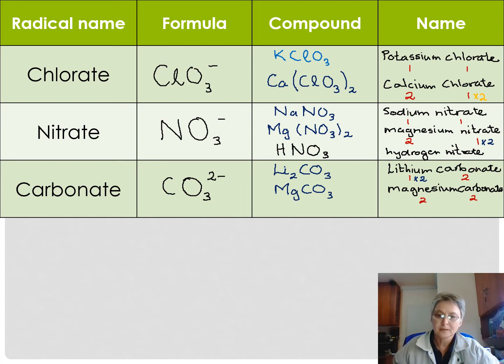Lastly here, I want us to look at hydrogen carbonate. And this is what we call carbonic acid. And hydrogen is like lithium in group 1, so its valency is 1. So hydrogen carbonate will be H2CO3.